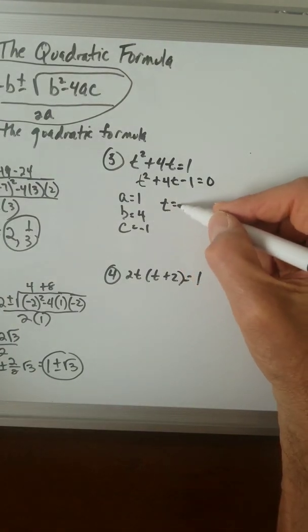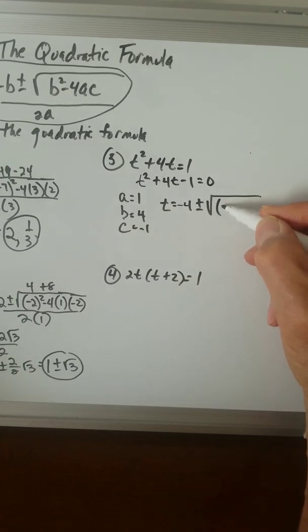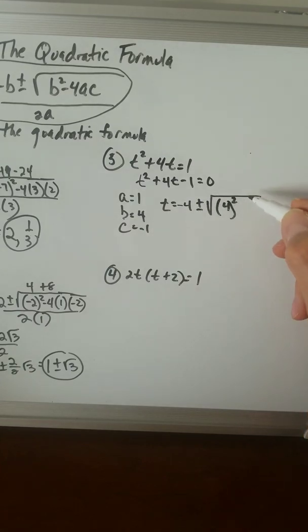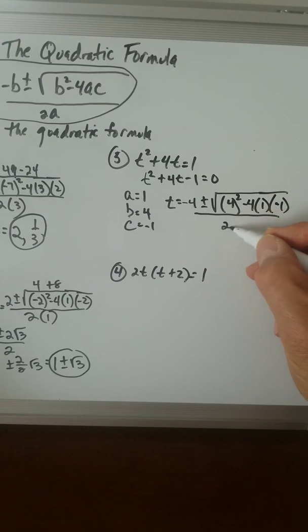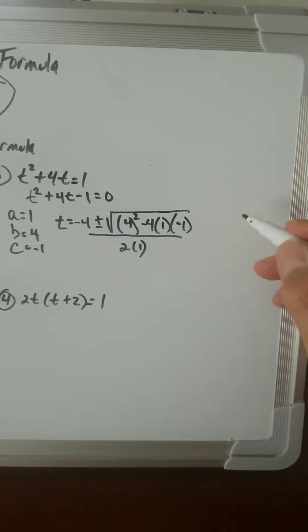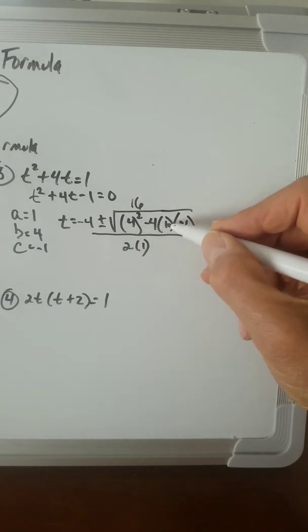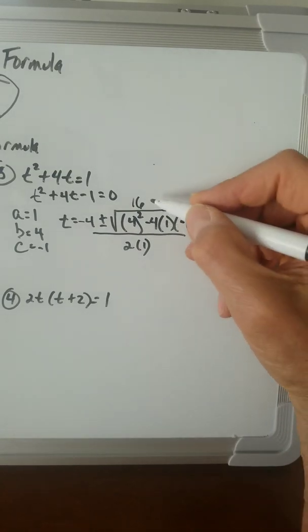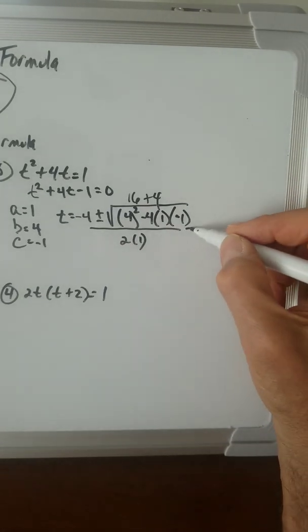Opposite of B, which is negative 4, plus or minus the square root of B, which is in parentheses, squared, minus 4 times A times C, all over 2 times 1. Okay, moving it over so you can see. 4 squared is 16. Negative 4 times 1 is negative 4, times negative 1 is positive 4. So you can see where this is going.